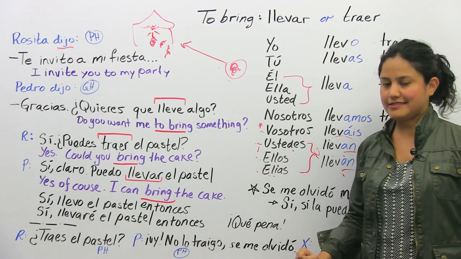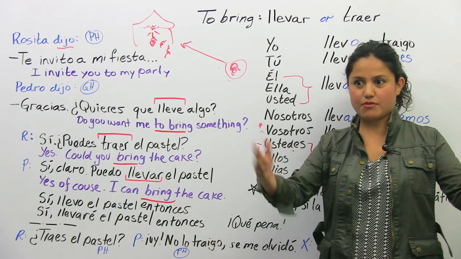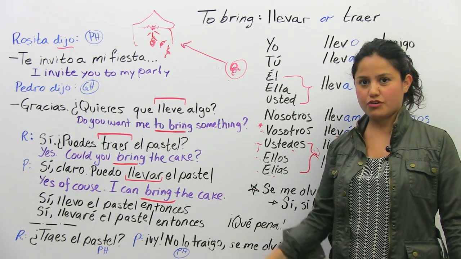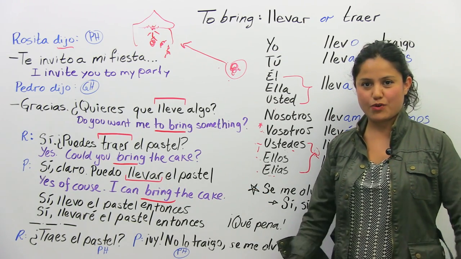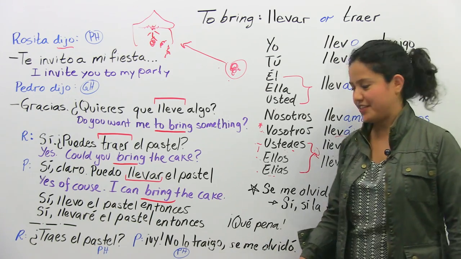But Rosita was like, oh yeah, can you bring the party? She made the party with all her friends. Sure, I would make hundreds of parties if it were like that. But that's my personal thing.